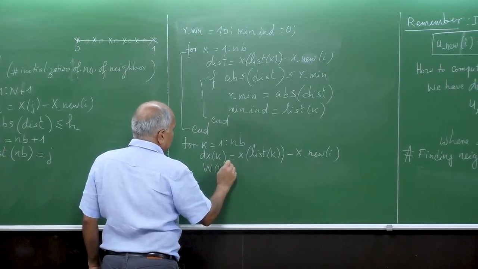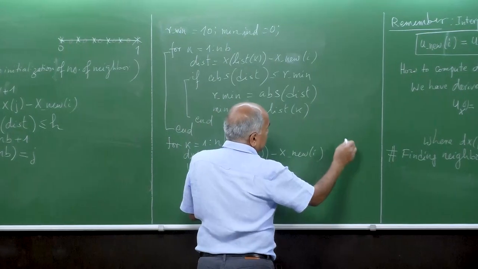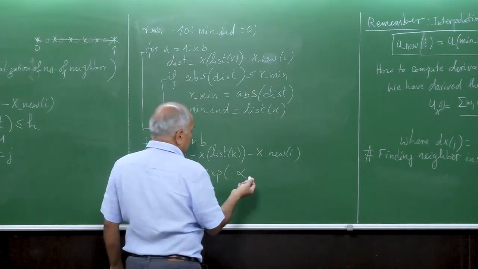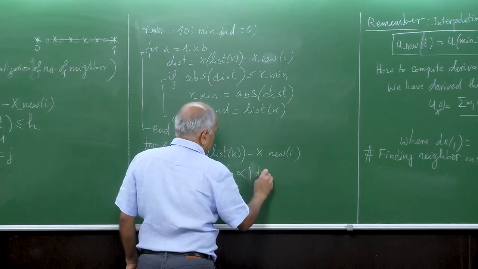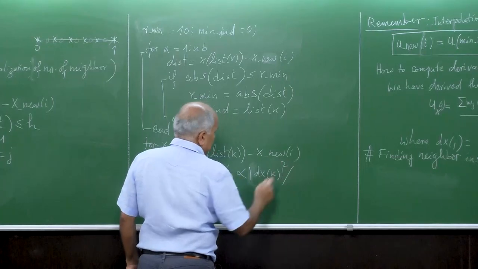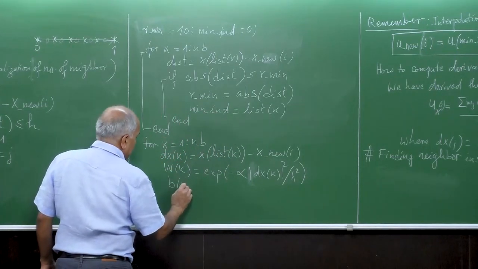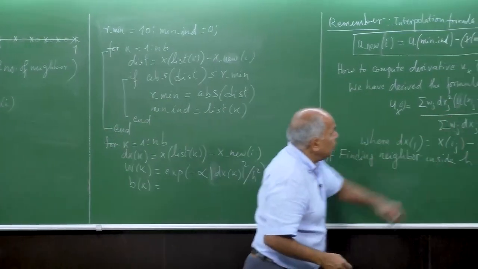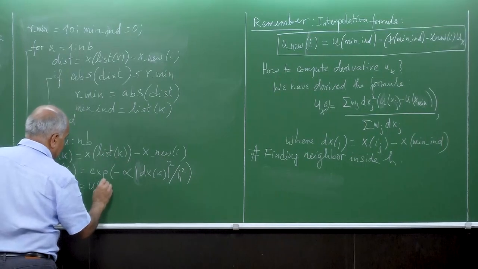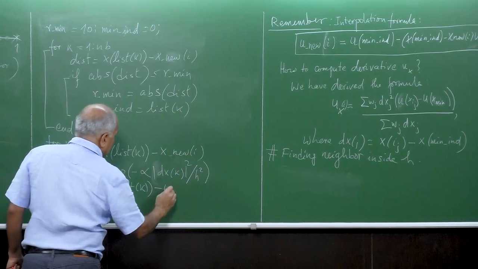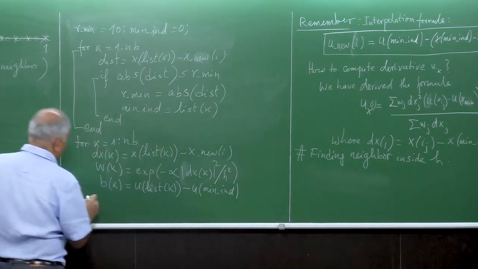Now w of k is exponential of minus alpha. So I define also the alpha, which is between 2 to 6, some positive number, times the norm of dx of k squared. So anyway, this will be positive h square, and now my v of k is equal to the difference between u of x list of k minus u of x mean.